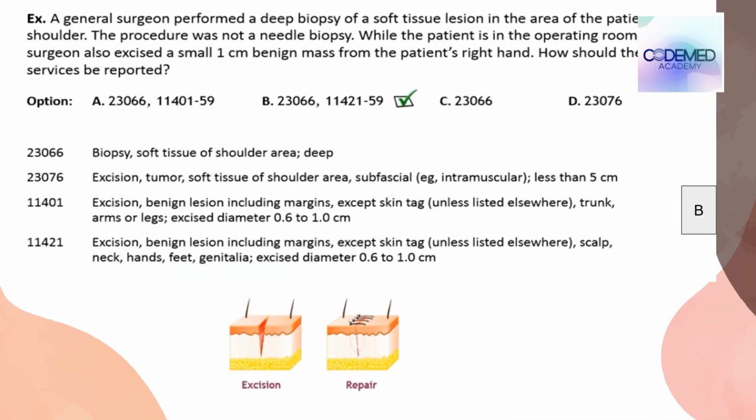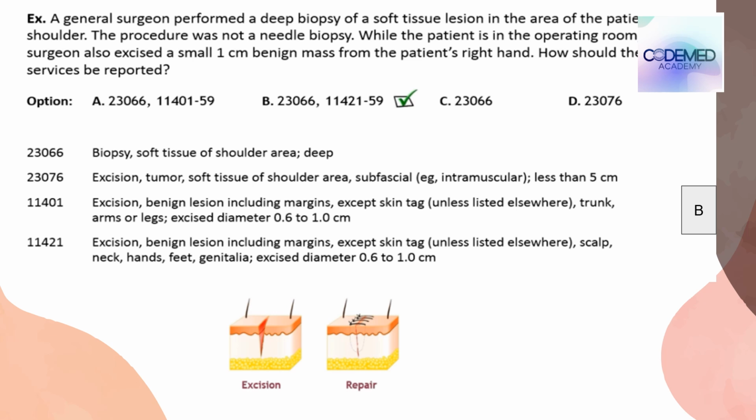So let us take one more question. A general surgeon performed a deep biopsy of the soft tissue lesion in the area of the patient's shoulder. The procedure was not a needle biopsy. While the patient is in the operating room, the surgeon also excised a small 1 centimeter benign mass from the patient's right hand. How should the service be reported? Now we need to code for the two things. One is the shoulder biopsy and then the benign mass excision from the right hand.